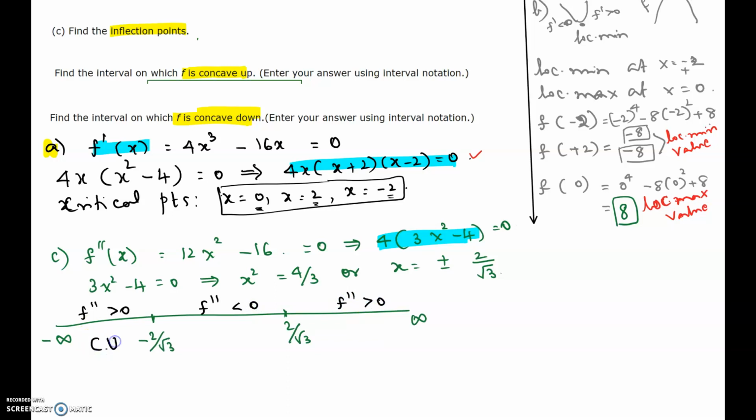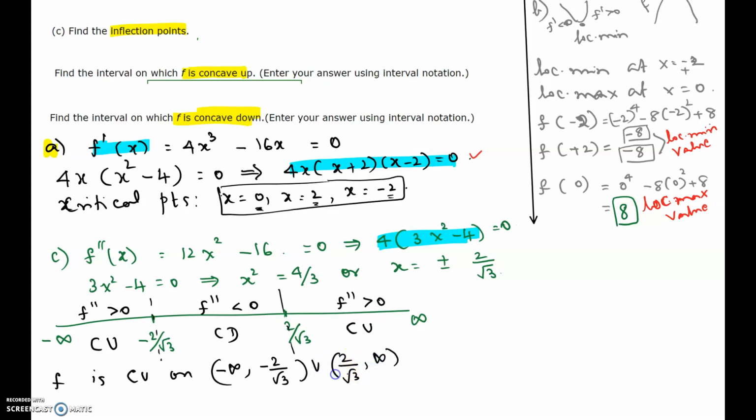which will tell us the graph is concave upward in this interval. It is concave down in this interval, negative 2 over radical 3 to 2 over radical 3, and again concave up in this interval. So we can say f is concave up on negative infinity through negative 2 over radical 3, union 2 over radical 3 through infinity. Then f is concave down on the interval negative 2 over radical 3 through 2 over radical 3.